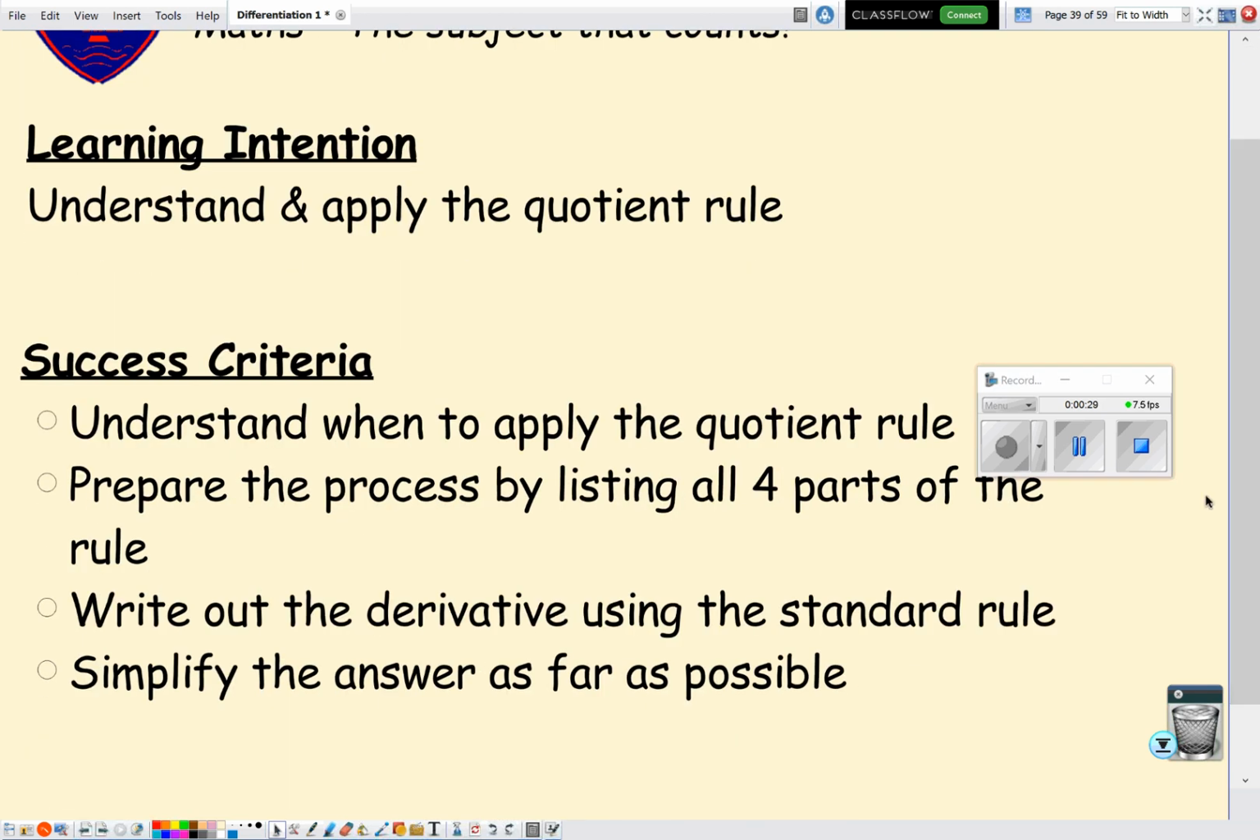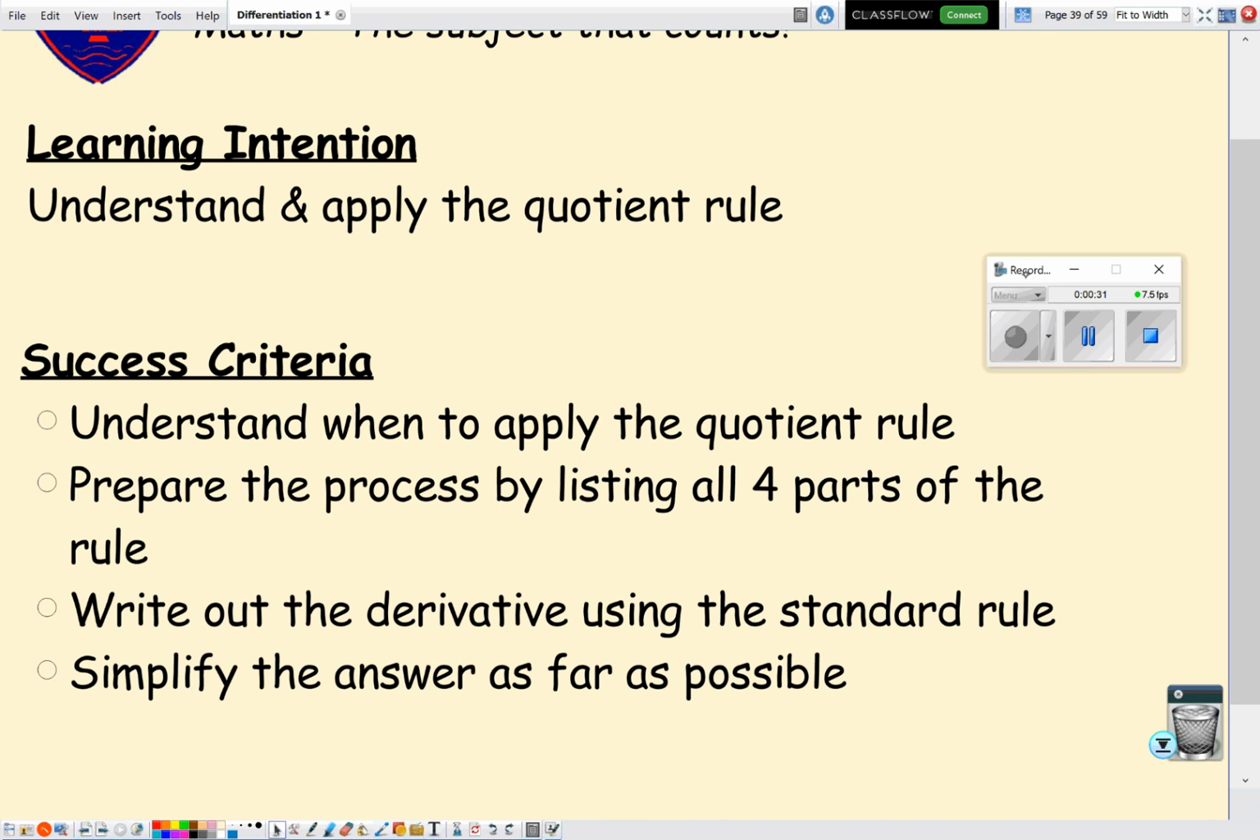Therefore, the success criteria is more or less the same as it was for the product rule. Understand when to apply the quotient rule, so be able to recognise the types of functions that you should use the quotient rule to differentiate. And then the next 3 bullet points are the same. Prepare the process by listing all 4 parts of the rule, write out the derivative using the standard rule, and then simplify the answer as far as possible.